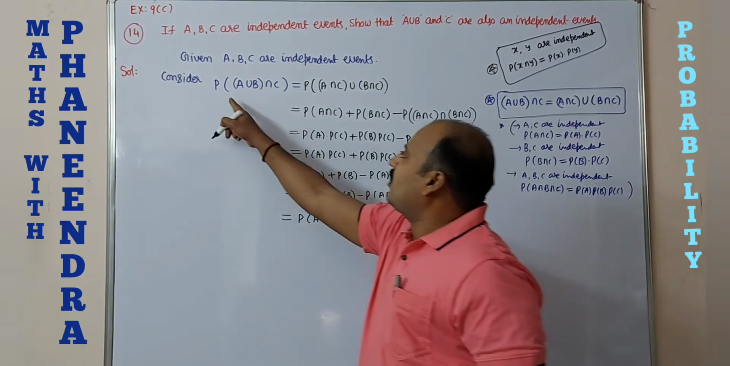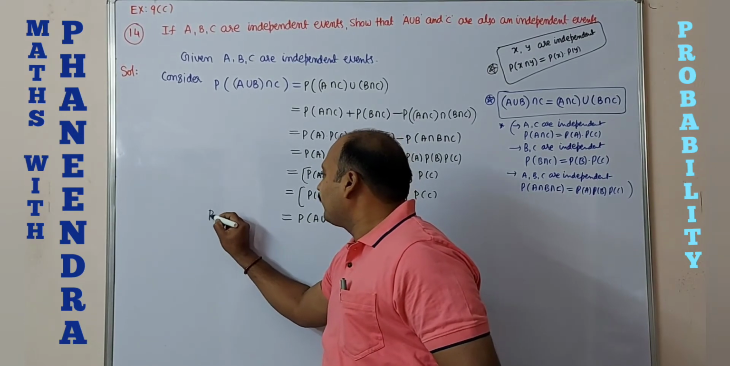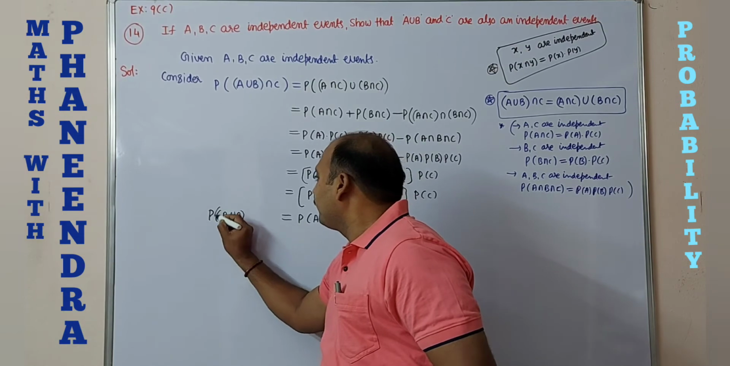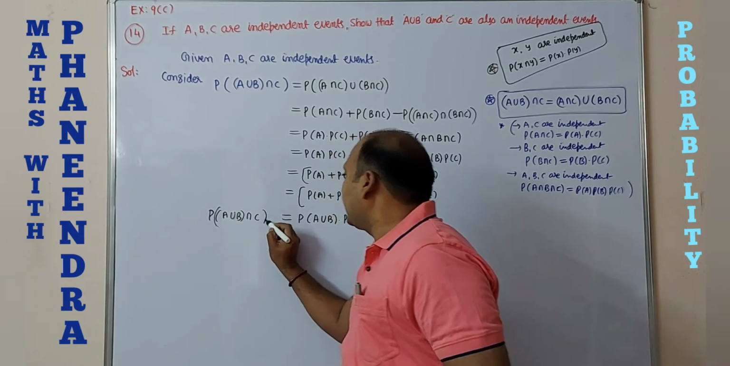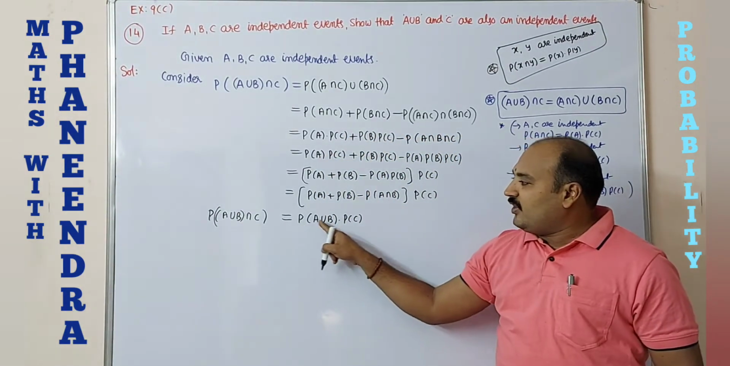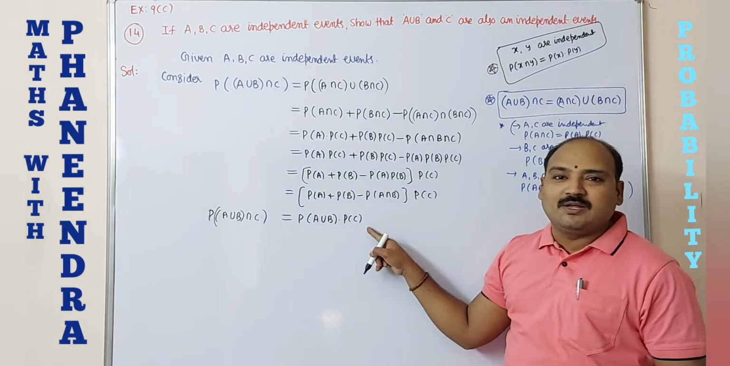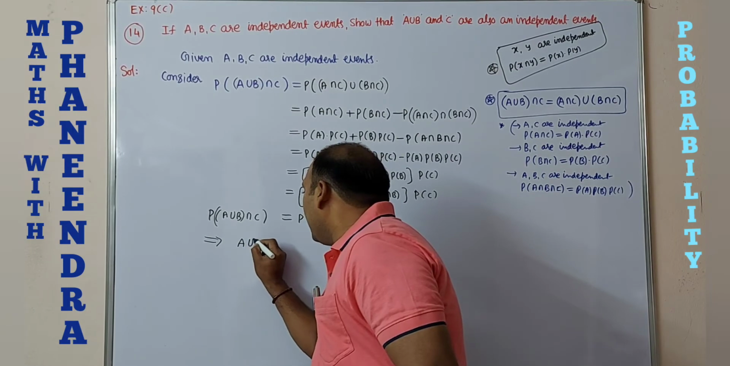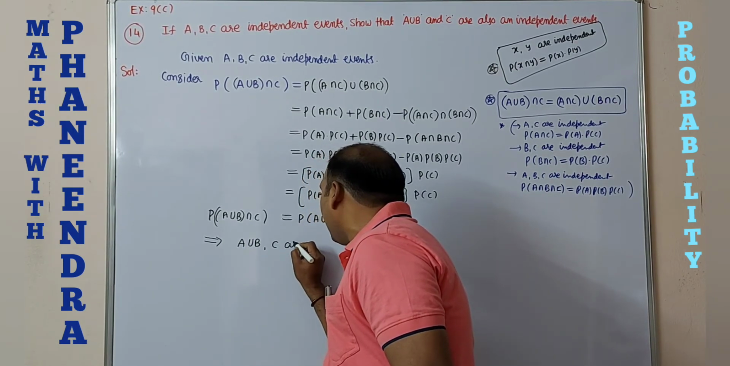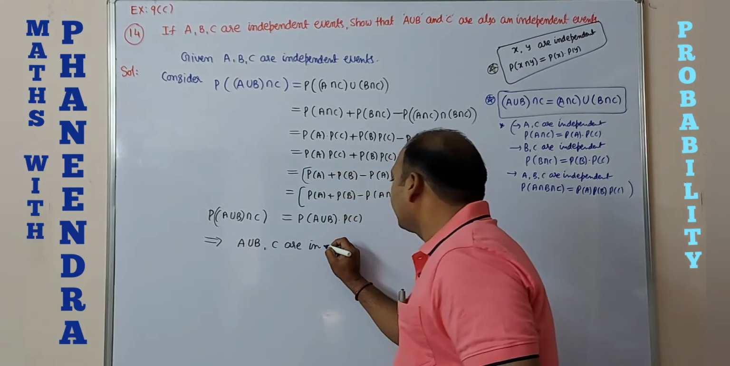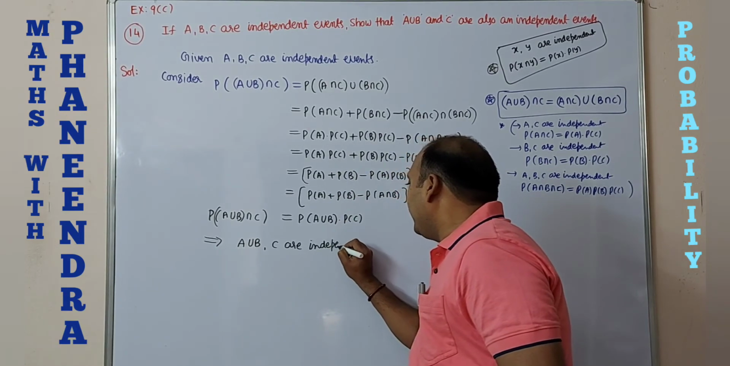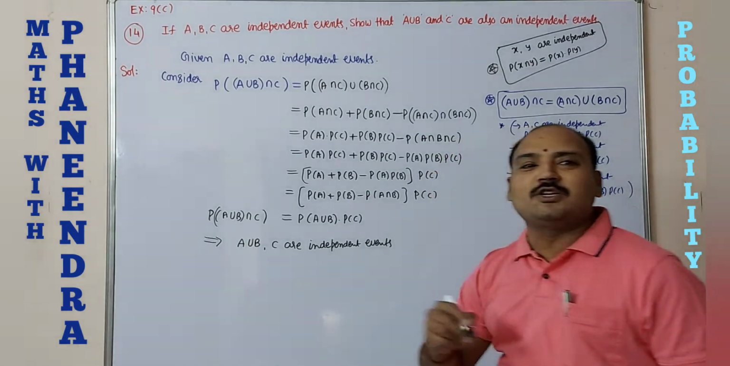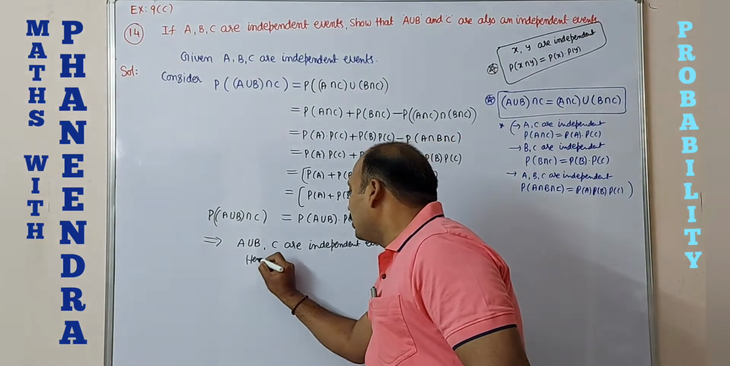So P of A union B intersection C can be expressed as P of A union B into P of C. That implies that A union B comma C are independent events. That's what they are asking to prove. Hence, it's proved.